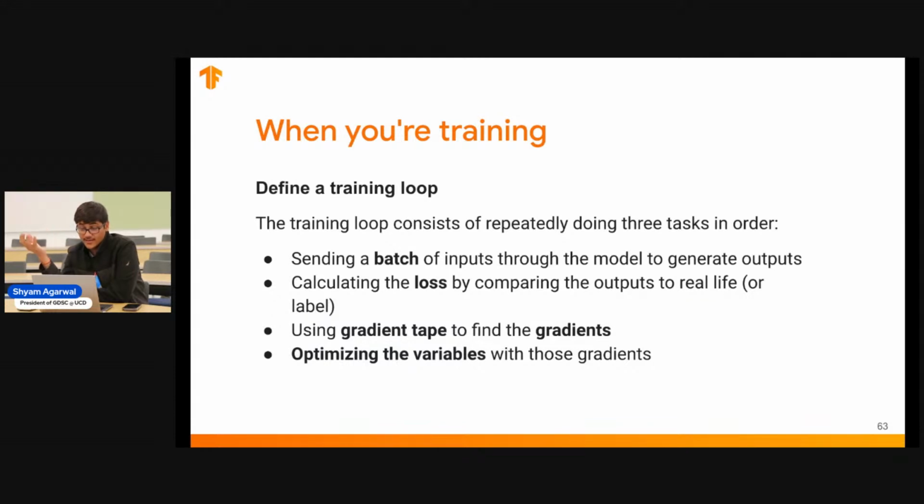For supervised learning in particular, you're going to do these tasks in order. Firstly, sending a batch of inputs through the model to generate outputs. Secondly, calculating the loss by comparing the outputs to real life or the label. Thirdly, using gradient tape to find the gradients. And lastly, optimizing the variables with those gradients. And you'll usually do that lots and lots and lots of times, depending on the number of epochs that you have, etc., etc.